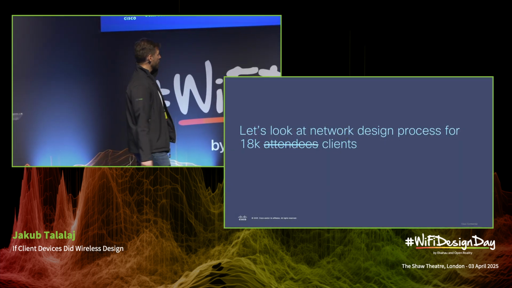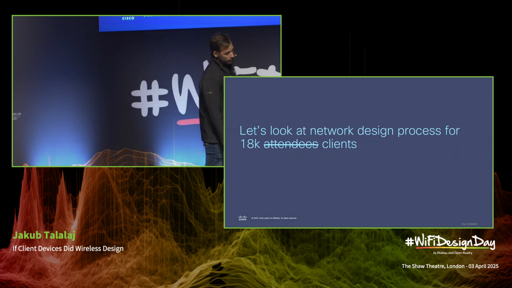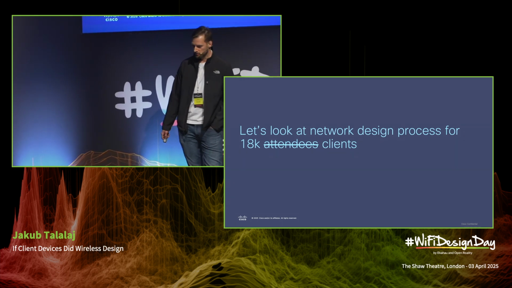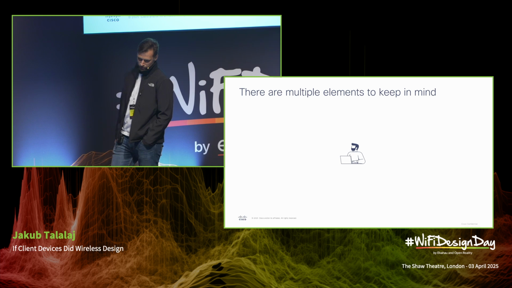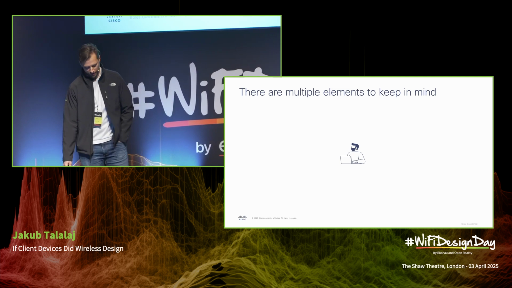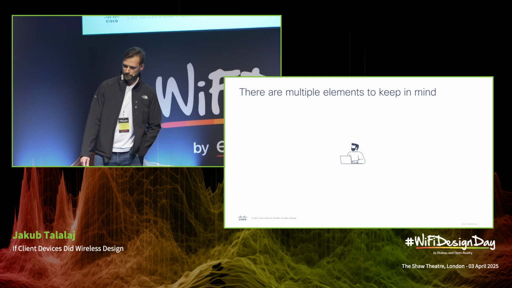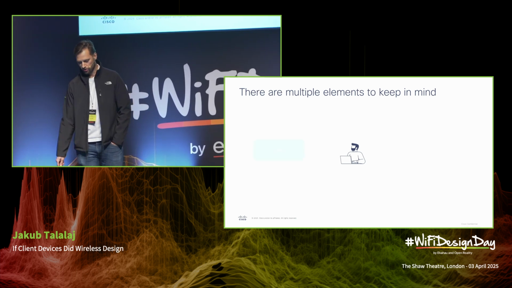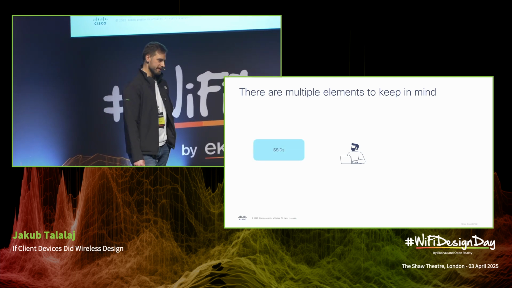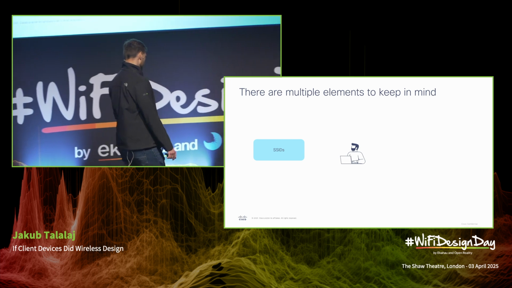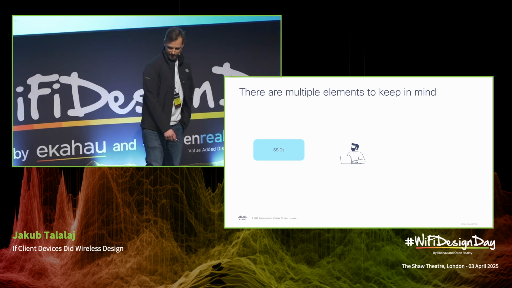So let's now delve into how we actually design a network for 18,000 devices. There are multiple elements to keep in mind. Cisco Live for us begins in December, where we as a core team meet for a week and do all the brainstorming. We start with SSIDs. How many do we want? How many do we need? Can we consolidate some of them?